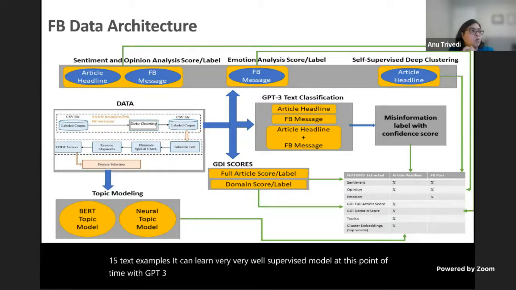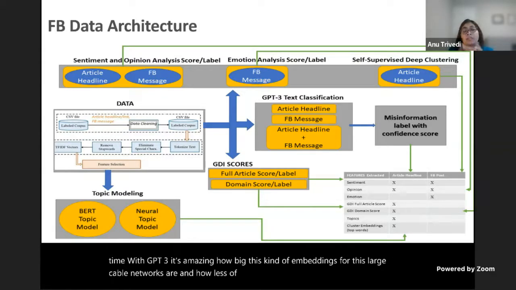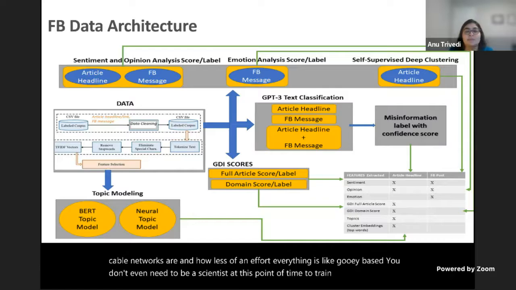It's amazing how big the embeddings for these large neural networks are, and how little effort it takes. Everything is GUI based. You don't even need to be an ML scientist at this point to train a GPT-3 classifier. You have access to one.